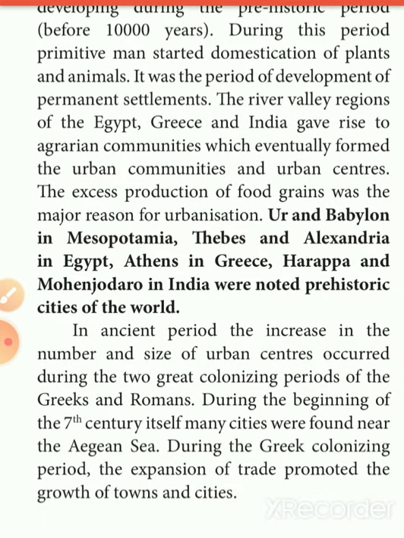In the ancient period, the increase in the number of sites in urban centers occurred during the two great colonizing periods of the Greeks and Romans. At the beginning of the 7th century itself, many cities were found near the Aegean Sea. During the Greek colonizing period, the expansion of trade promoted the growth of towns and cities.